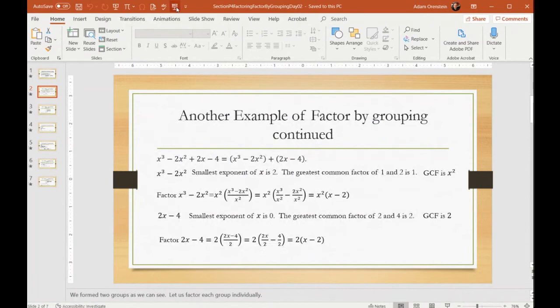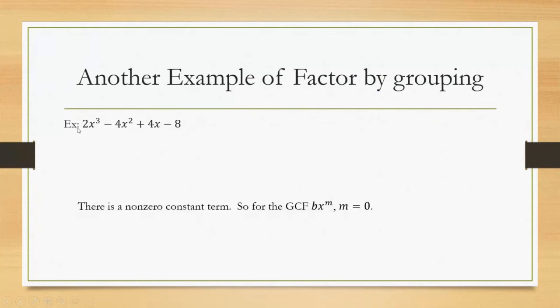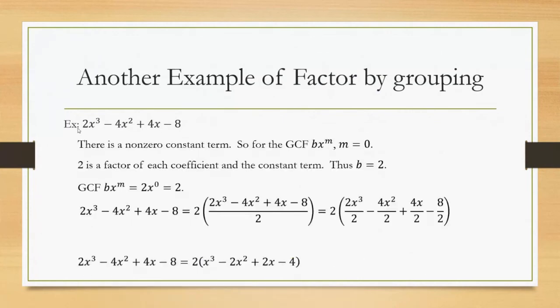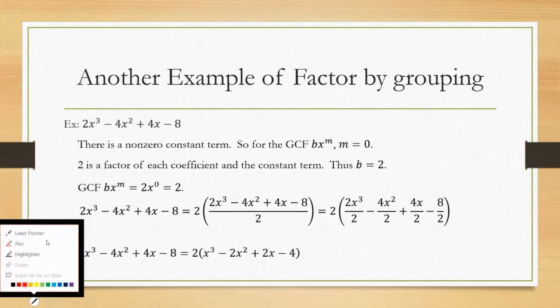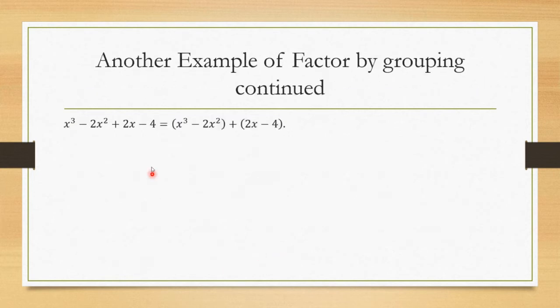Now we have the GCF factored out. What's left over is, oh wait, sorry. No, darn it. There we go. We have to factor out what's in parentheses here. We have to factor this thing out. So we're going to do that.